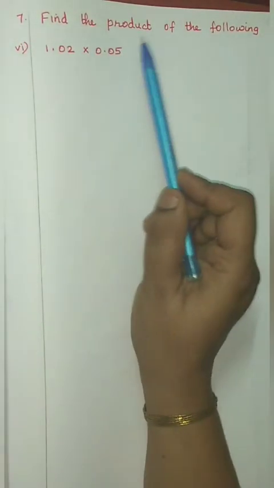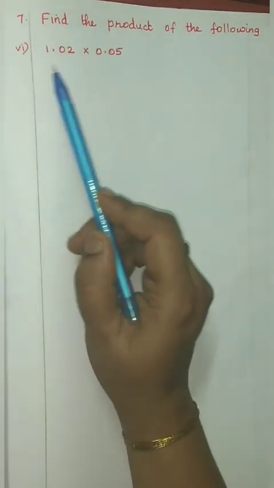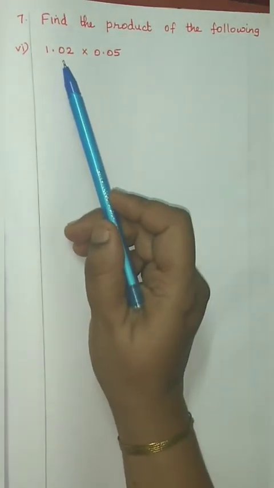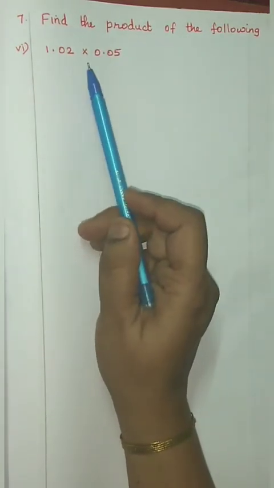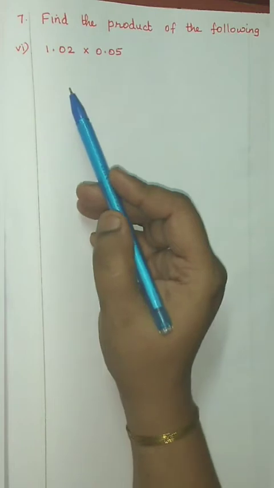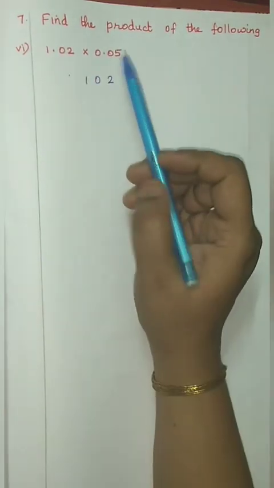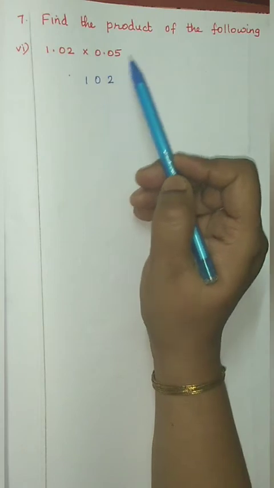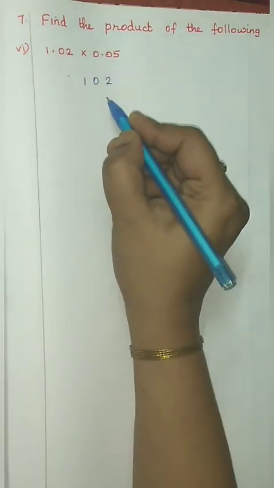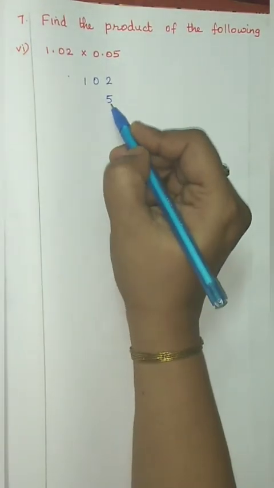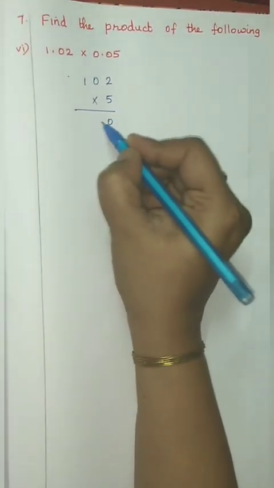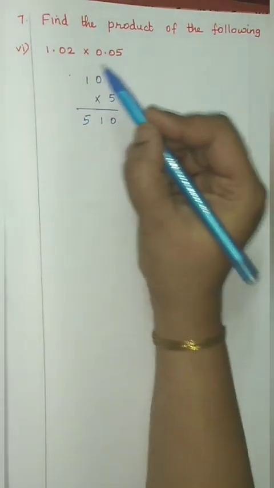Seventh problem, find the product of the following. Sixth subdivision, 1.02 into 0.05. So what type of numbers are they? They are decimal numbers. So we are going to multiply two decimal numbers. First, write the numbers without the decimal point. When you remove the decimal point from the second number, it remains 005, which is equal to 5. So I'm going to multiply 102 by 5. 5 2s are 10, 510. Now place the decimal point.